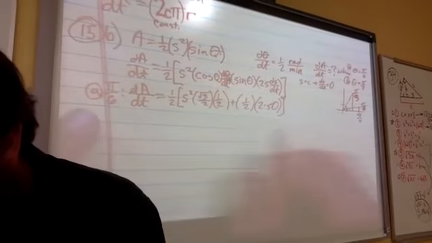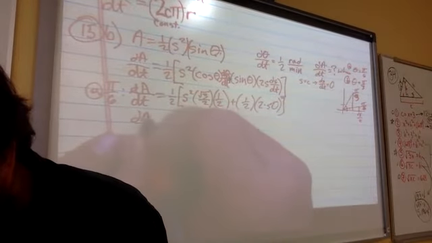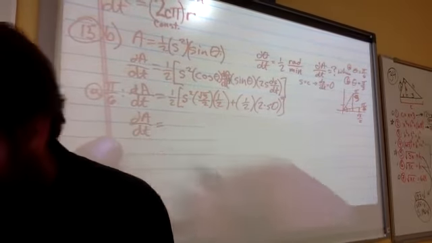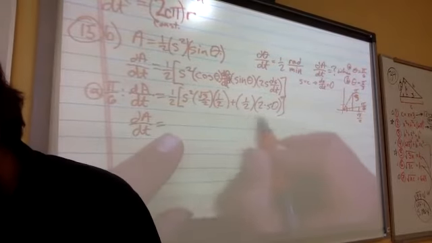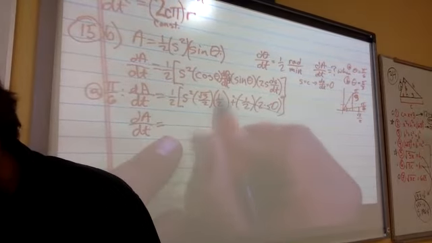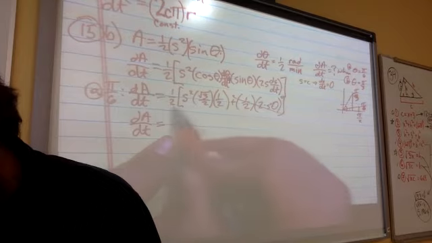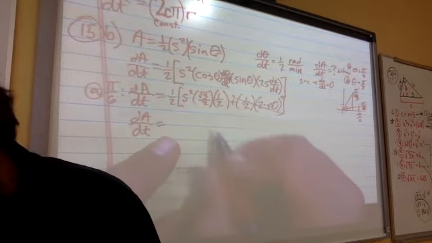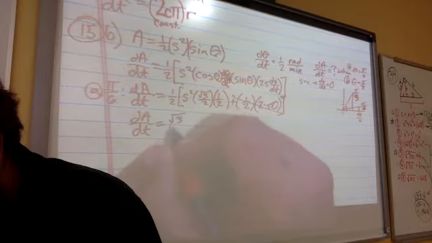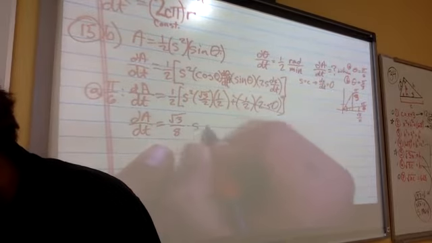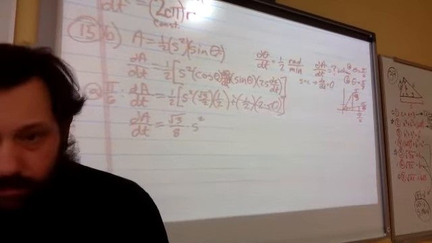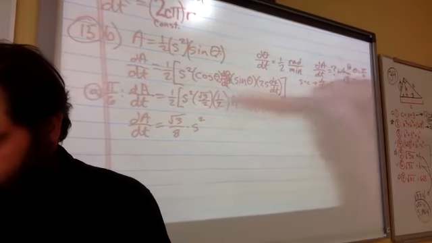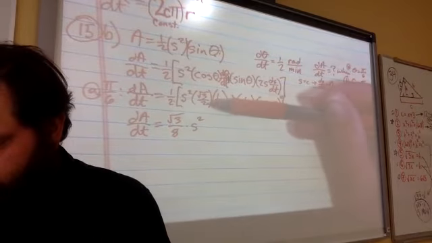So now this thing simplifies to dA/dt equals root 3 over 8, root 3 over 8 s squared, right here, 2, 4, 8.